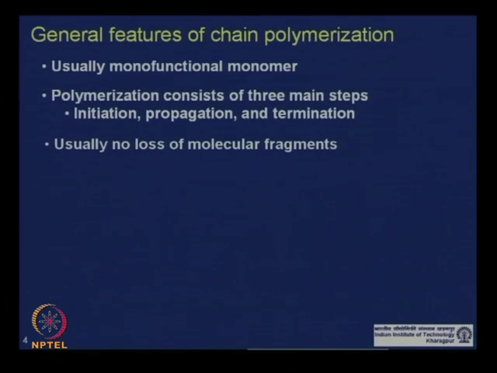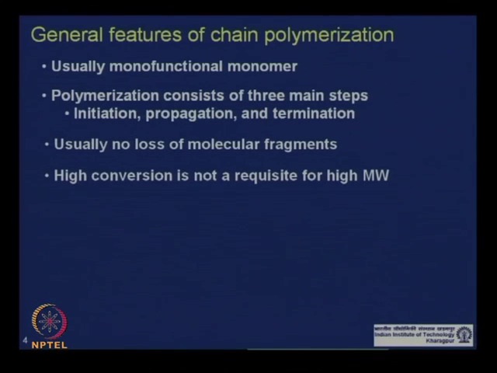We will come back to the general features of chain polymerization. By this time, we know that we can build linear polymers in chain polymerization from a monofunctional group, and chain polymerization usually consists of three main steps: initiation, propagation and termination. And usually there is no loss of molecular fragments, unlike in step polymers, where small molecule condensates were coming out during the polymerization process. And we also know from our original discussion that we do not require high conversion, unlike step growth polymerization where we require high conversion to have high molecular weight.